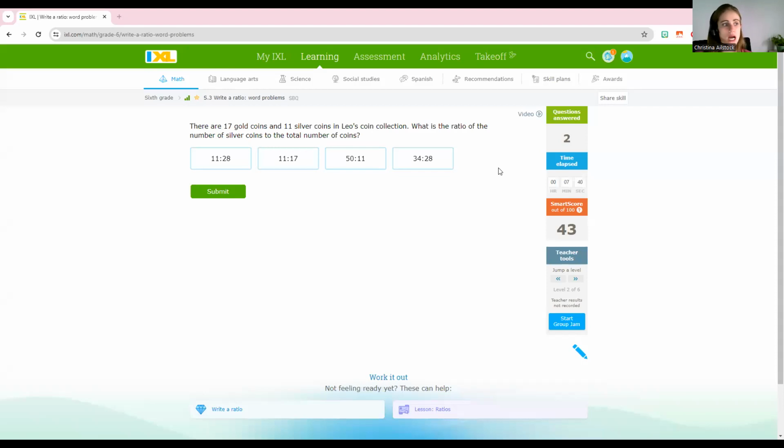All right, let's kick it up a notch here. Next problem says there are 17 gold coins and 11 silver coins in Leo's coin collection. What is the ratio of the number of silver coins to the total number of coins? All right, let's reread that question. We are comparing silver coins, then I see the word to, so that's the break in our ratio. Total number of coins. Let's go back and find that information. Silver coins would be 11. Total number of coins.